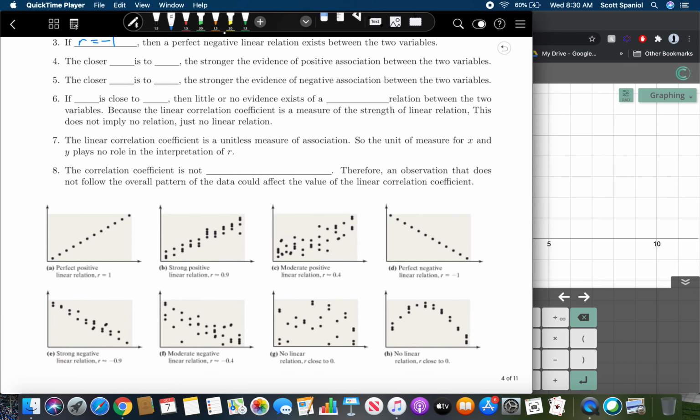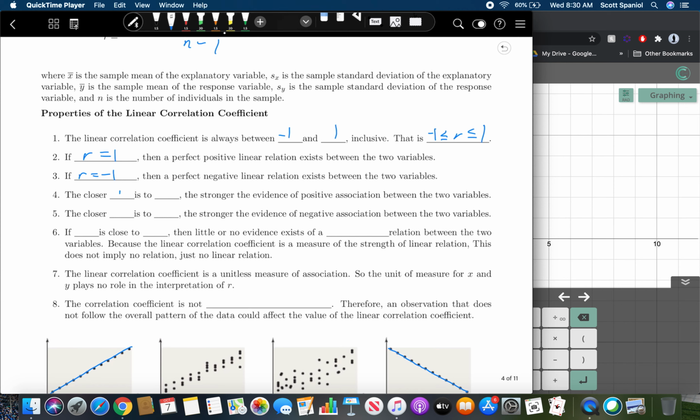So just to look down here at those real quick. Here is an example of r equals positive 1, and here is r equals negative 1. Notice they make a perfect straight line, one with a positive slope and one with a negative slope. So the closer r is to positive 1, the stronger the evidence is of a positive association between the two variables.